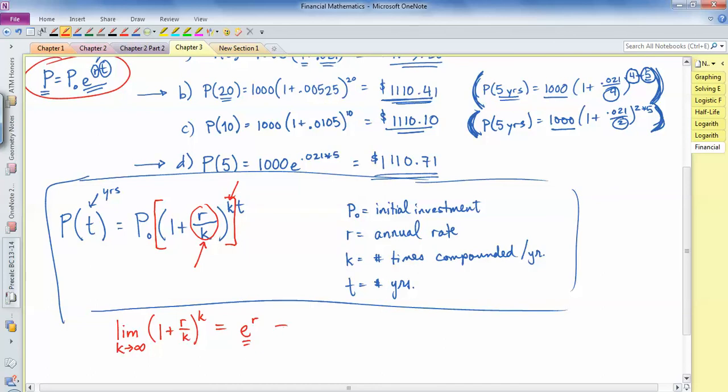So then our formula for continuous compound interest still has p naught here, but instead of these red brackets, it becomes e to the r and then to the t. So, okay, I hope that helps a little bit. And I think you've got a couple questions about it in the homework at some point between now and the test.